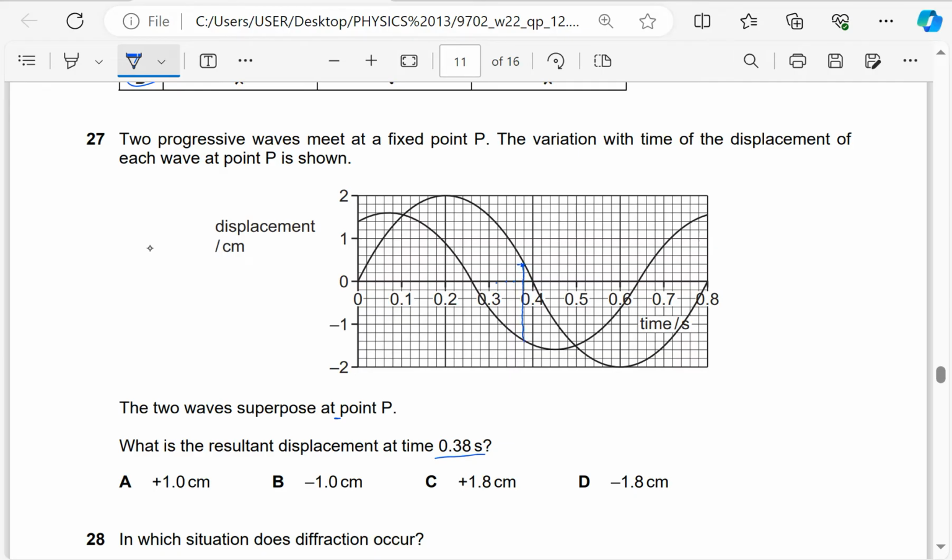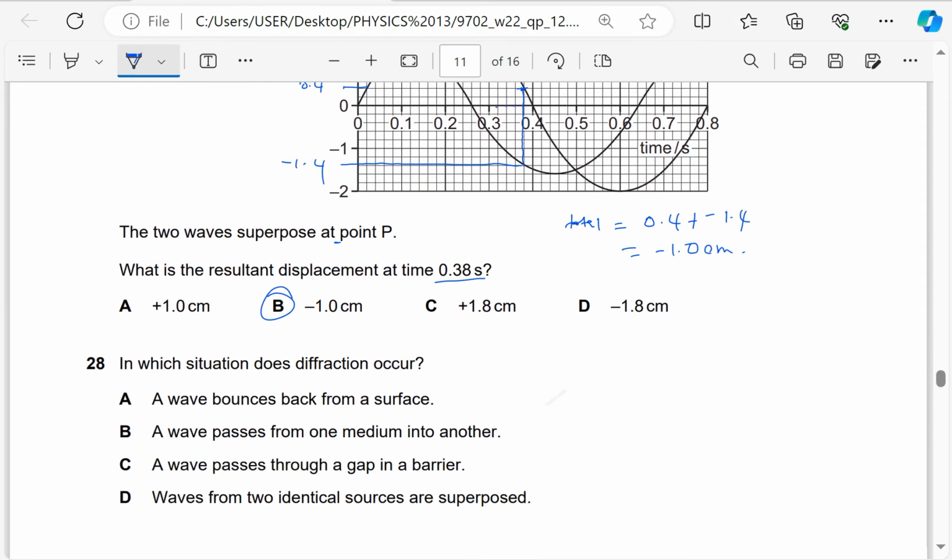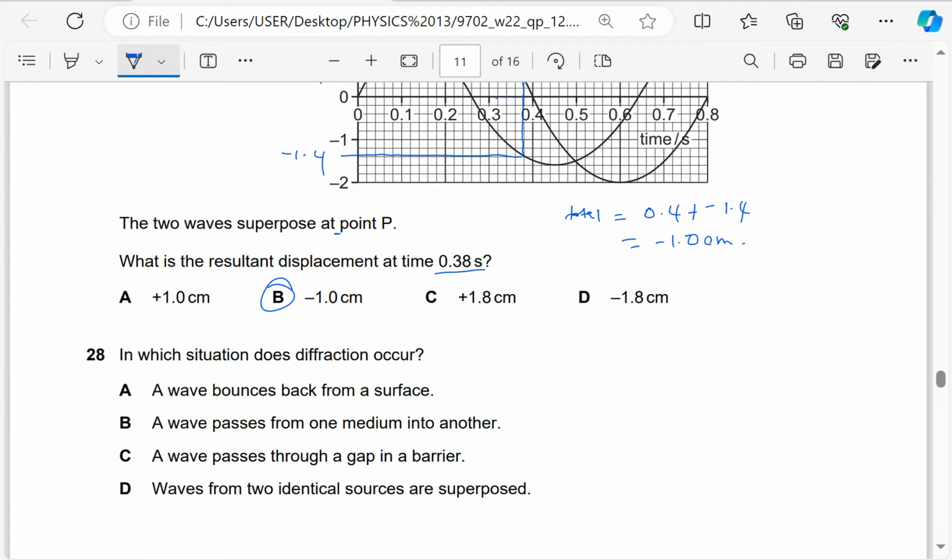So the displacement here is 0.4, I think. And the displacement here is negative 1.4. So total displacement is going to be 0.4 plus negative 1.4, which is negative 1.0. So the answer is going to be B. That is, total displacement, or resultant displacement, is the algebraic sum.